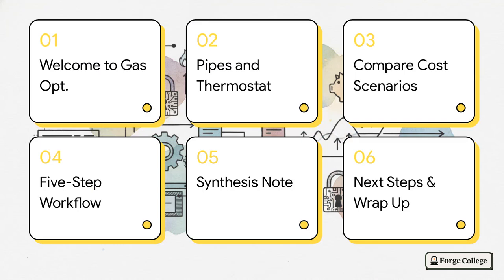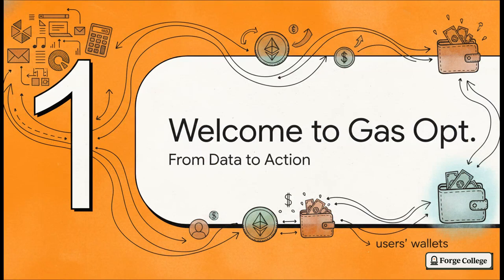Here is our engineering blueprint for this session. 1. A welcome to gas optimization. 2. We'll look at the pipes and the thermostat. 3. Comparing cost scenarios. 4. Your 5-step workflow. 5. Writing your synthesis note. And 6. Next steps and wrap up. Let's dive right into Section 1.